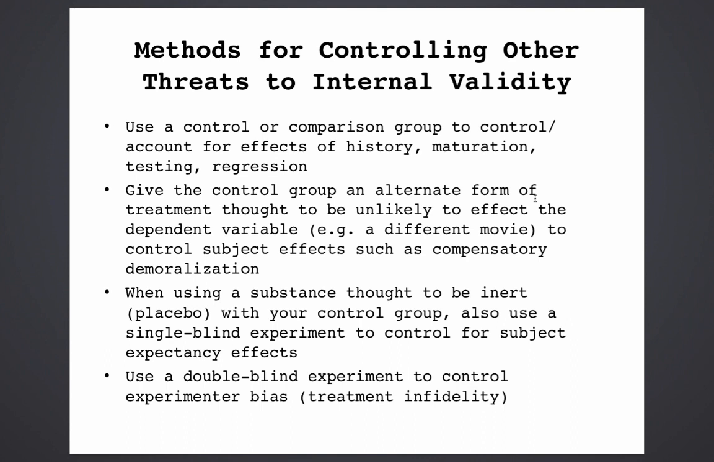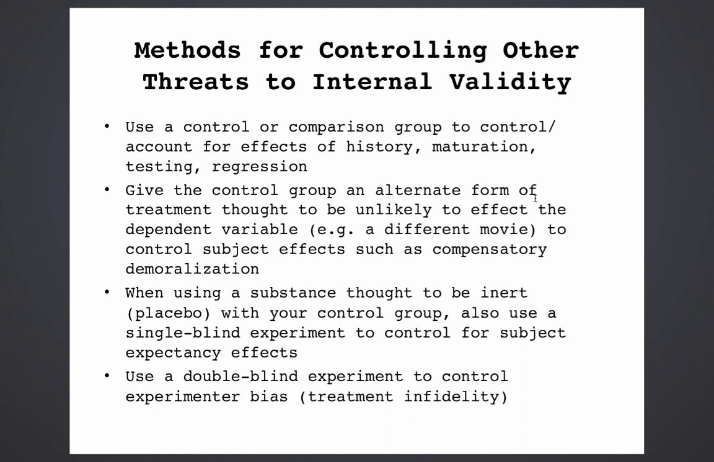Any improvement they show has to be due to all these other things that don't involve the manipulation, the treatment. And then you look at the difference for the experimental group. And if that difference is even more than what you see for the control group, then that's where you can start to say that there's an effect over and above history, maturation, testing, and regression. So control groups are really powerful ways to eliminate concerns about those issues.